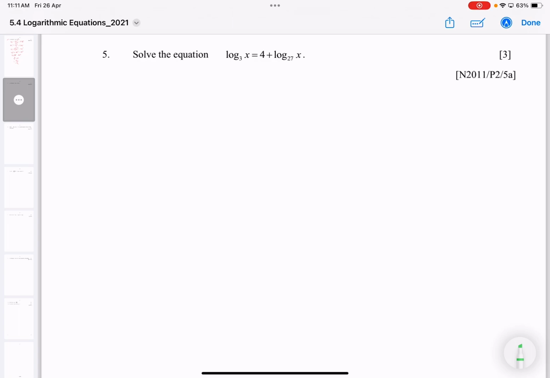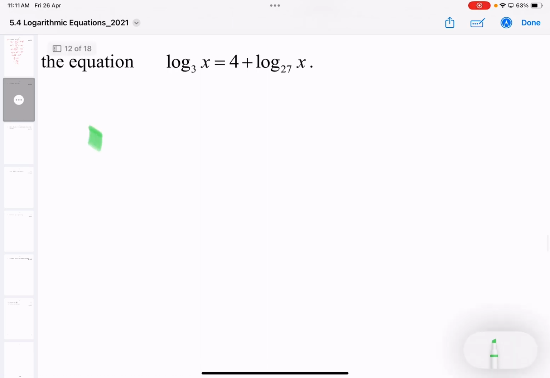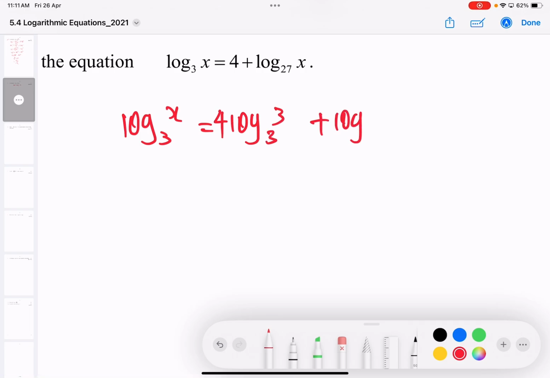All right, let's continue with this. Solve this equation. Let's just change everything to the same base. Change everything to the lowest base. So I'm going to change this to log 3 of 4 plus log 3 over log 3. Here is x, here is 27.